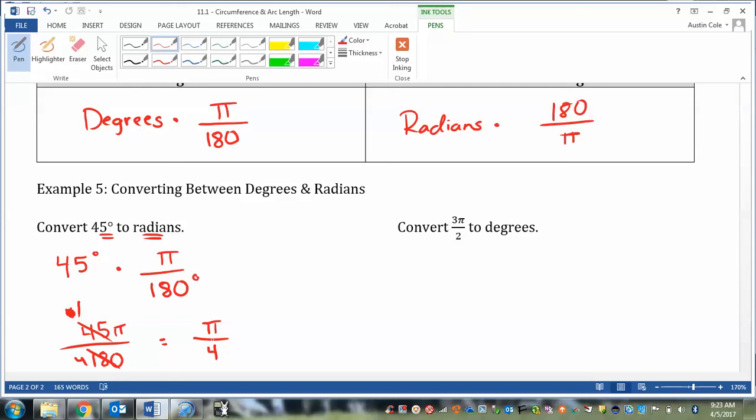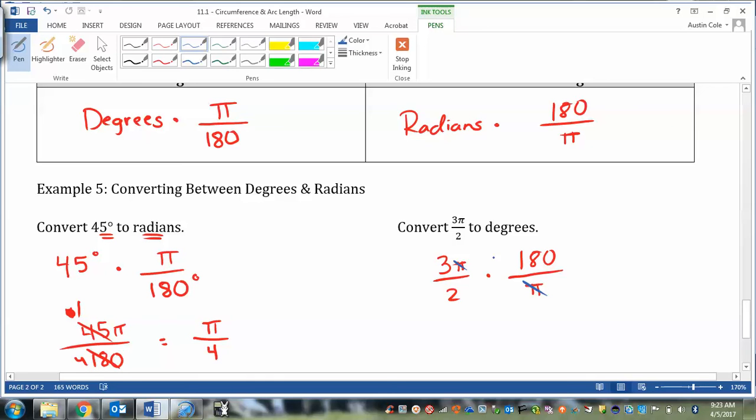Now if we're going to convert from radians to degrees, I'm going to take my radians, which is 3 pi over 2, and I'm going to times that by 180 over pi. Now, guys, I have a pi in my numerator, a pi in my denominator. What's going to happen to my pi's? They're going to cancel, aren't they? Well, if you think about it, in the end, I want degrees. Degrees doesn't have a pi in it. That's why they cancel. That's why that works out.